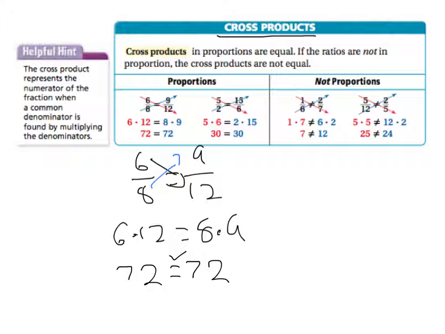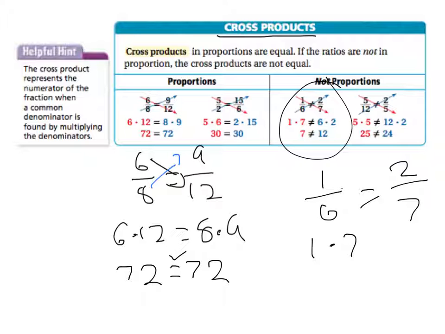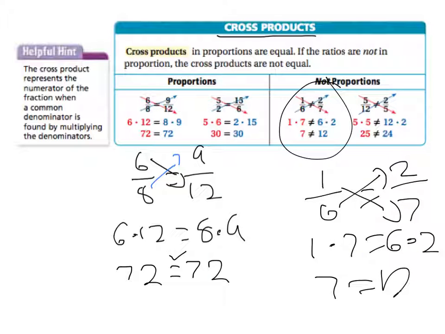Another example, of not a proportion, is 1 over 6 is equal to 2 over 7. So we're going to do 1 times 7 and then 6 times 2. 1 times 7 is 7. 6 times 2 is 12. This is not a proportion. Go ahead and look at those other two examples. Pause it if you need to and check it out yourself.